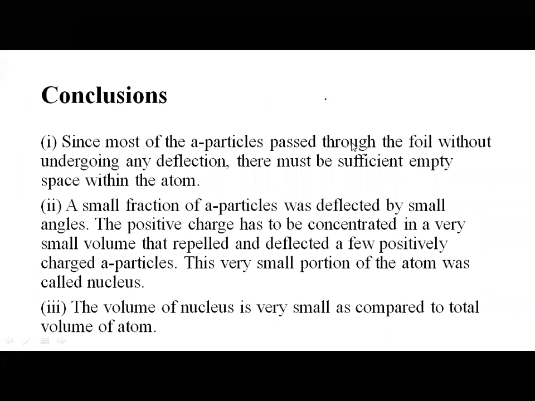Since most of the alpha particles pass through the gold foil without undergoing any deflection, there must be sufficient empty space within the atom. So atom consists of empty space. A small fraction of alpha particles was deflected by minor angles. The positive charge has to be concentrated in a very small volume that repelled and deflected a very few positively charged alpha particles. So this very small portion of the atom was called nucleus. The volume of the nucleus is very small as compared to the volume of the atom.